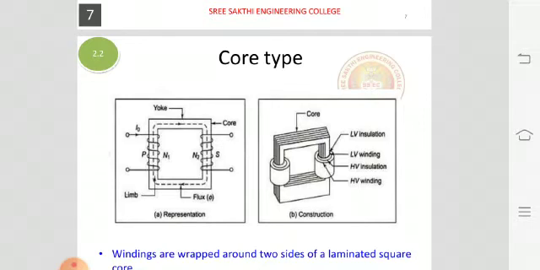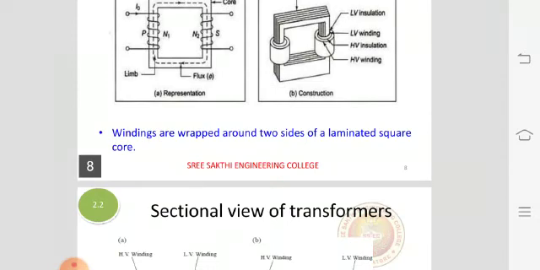In core type, the first diagram represents the front view, the second one is the construction. In the first diagram we are having a yoke, then core, limb and the flux. When the input is given at the N1 primary, the magnetic flux is induced in the secondary also based on the primary input. The magnetic flux will flow over the entire coil. You will get the output at secondary. Windings are wrapped around the two sides of laminated core.